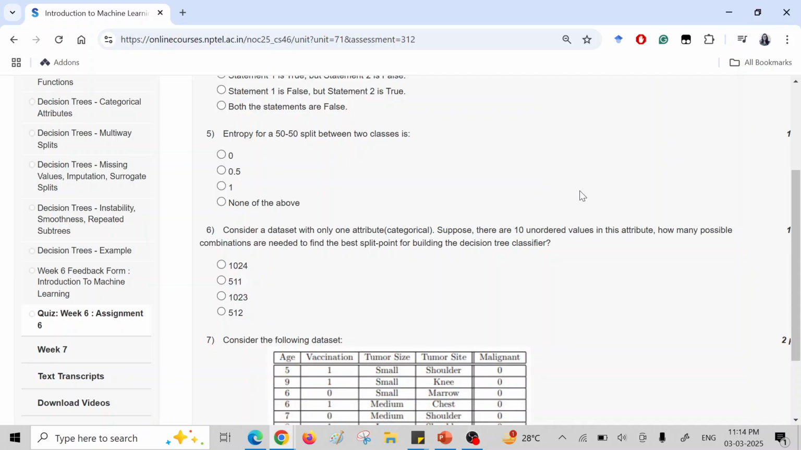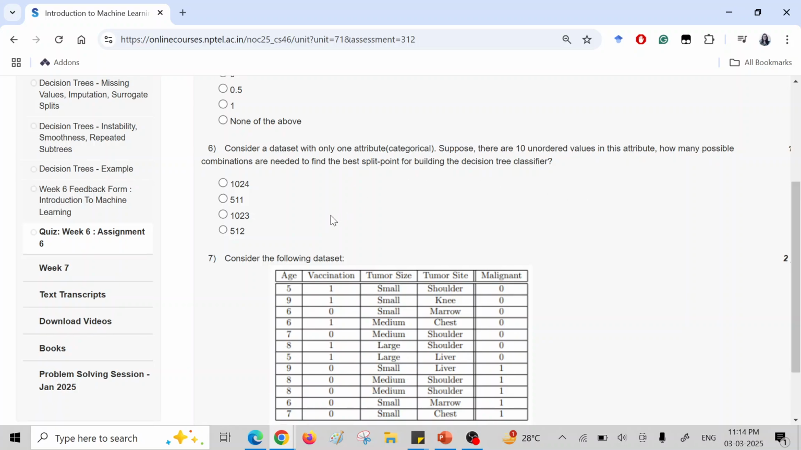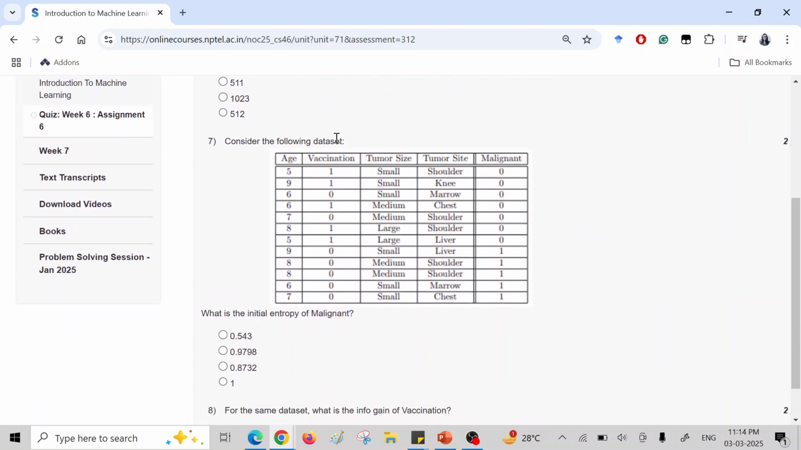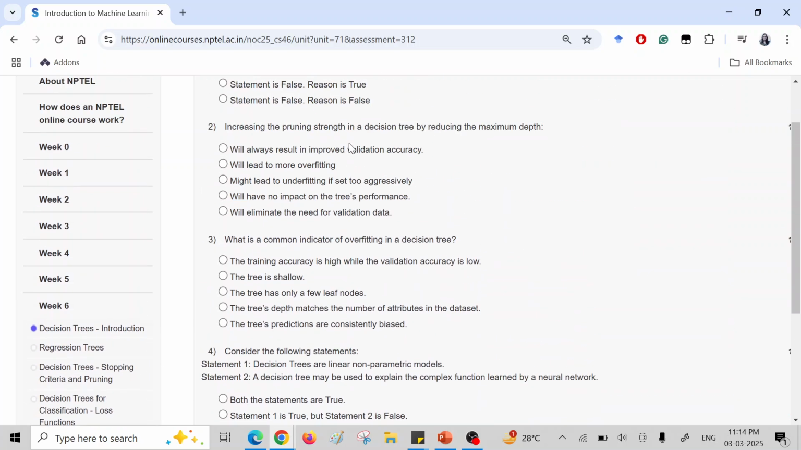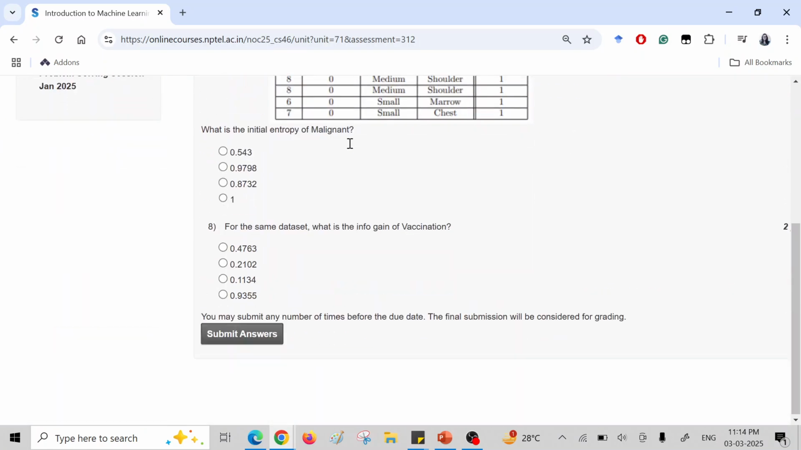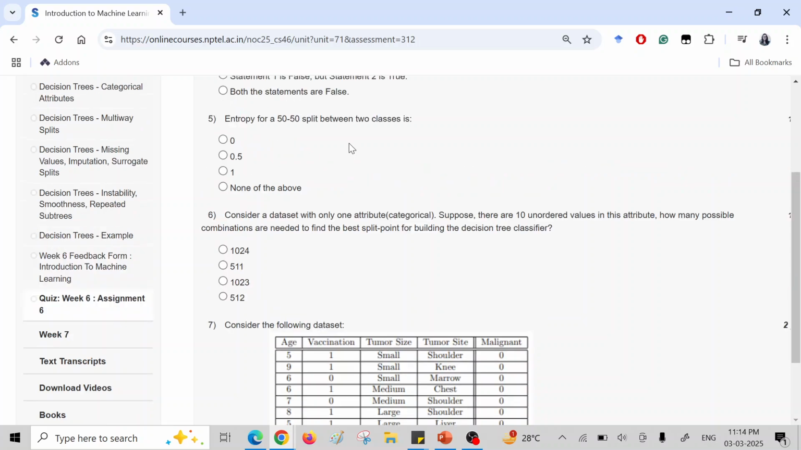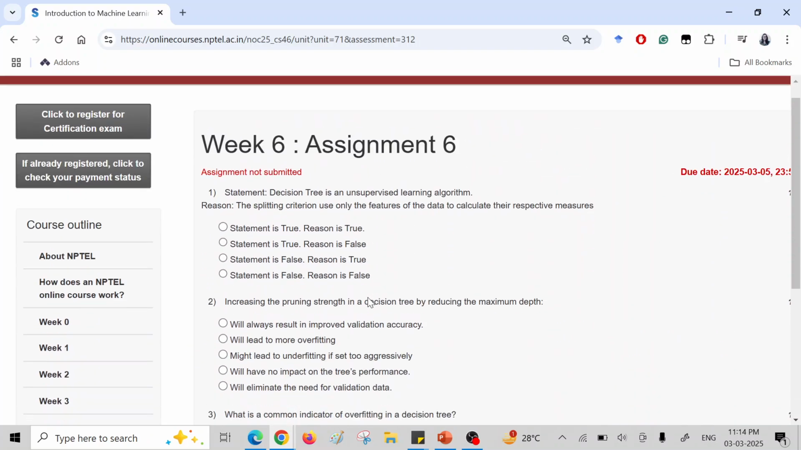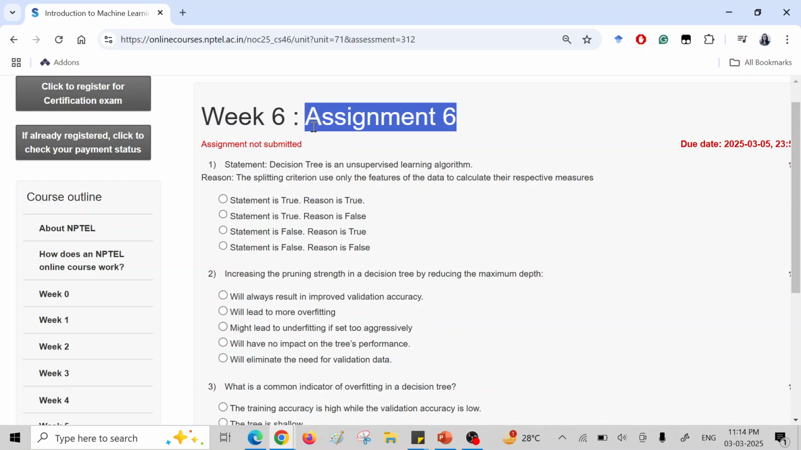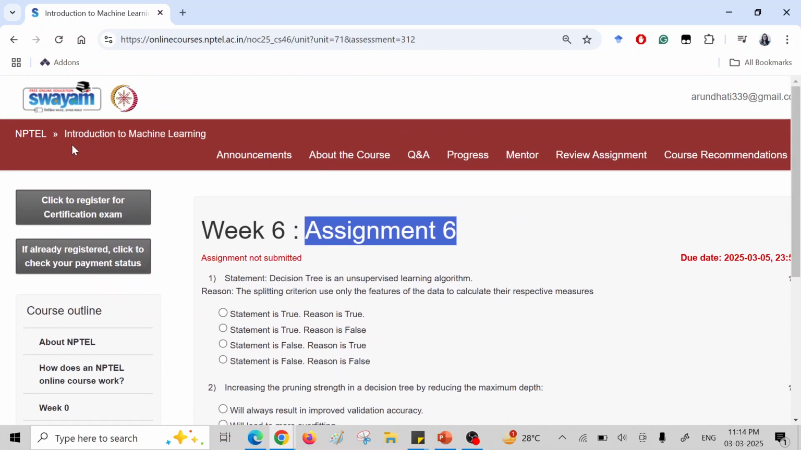Hello everyone. So I'm going to discuss this question today. This question is related to the topic decision tree. The question actually, I'm going to discuss two questions, question number 7 and 8. The question is from the assignment 6 of this particular course, Introduction to Machine Learning by NPTEL.